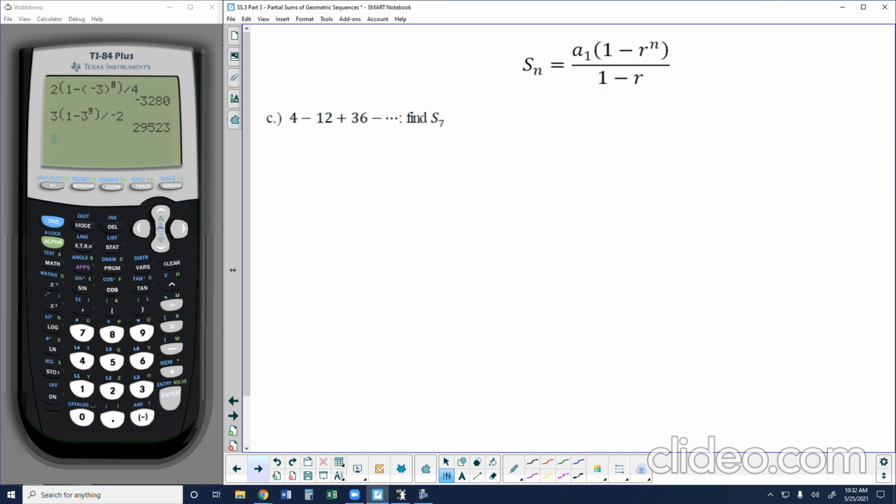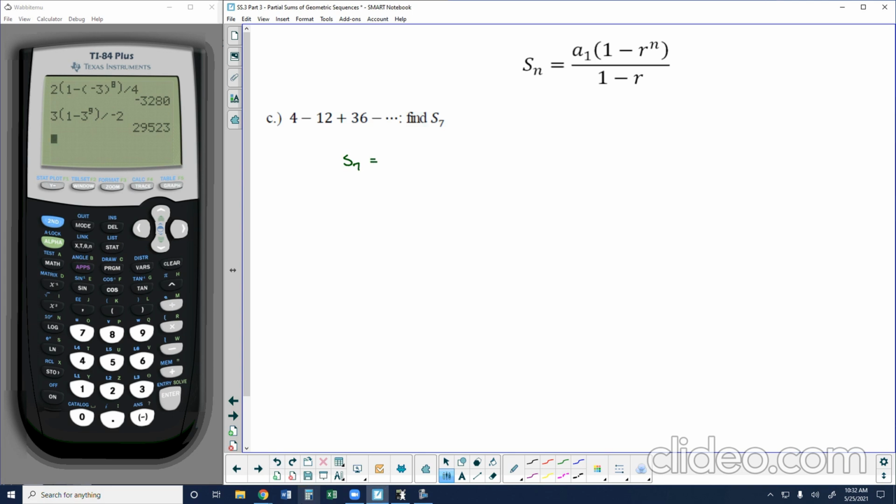Problem 7c, they're giving us 3 terms in the sequence. So they're showing us the addition of these terms and telling us to find a series up to 7 terms. See if you can pause the video at this point in time and find the value of that partial sum. Hopefully you've gotten a chance to find the value of the partial sum, and this is going to be a series of the first 7 terms.